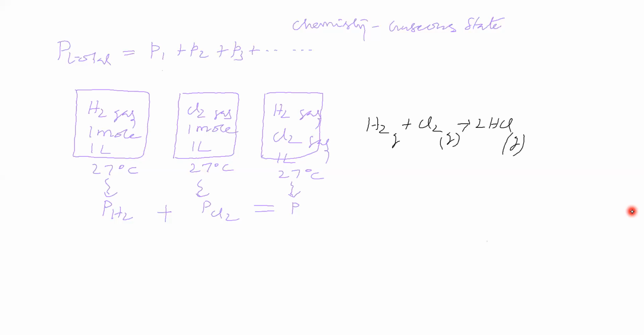Okay. Now here you think that hydrogen gas is exerting pressure. That is called the pressure of hydrogen. Cl2 gas is exerting pressure. That is called the pressure of Cl2. Now you are transferring all the hydrogen gas molecules and all the Cl2 molecules into this vessel.